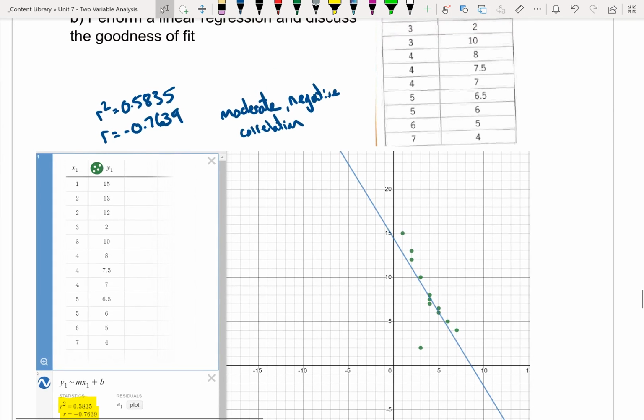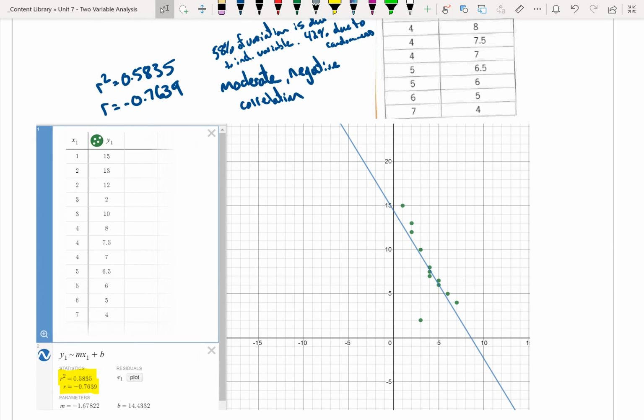And you could say that because of the R squared value, 58% of the variation is due to the independent variable, but that also means that 42% is due to randomness, which is quite a lot, or quite a high percent. But we could still say that it's a moderate negative correlation. There is a relationship between the age and the price.